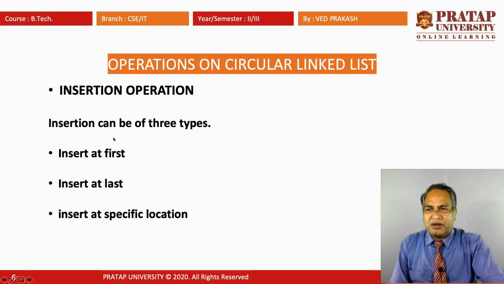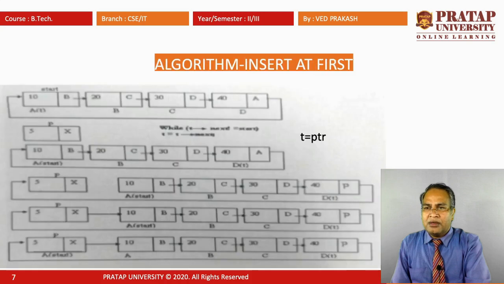Now, there are some operations which are generally performed on a circular linked list. So, there is the insertion operation. Insertion operations are basically performed in three ways. First, insertion at the first node, insertion at the last node, or insertion at a specific location. So there are three ways of performing the insertion operation. Now, how do we perform the insertion operations?